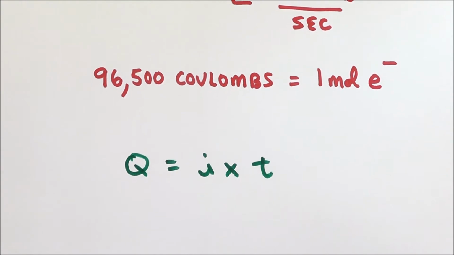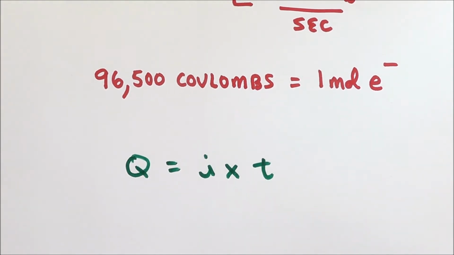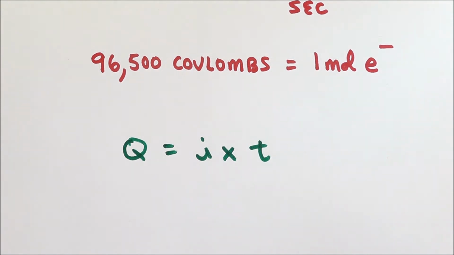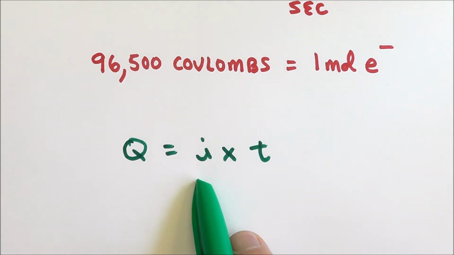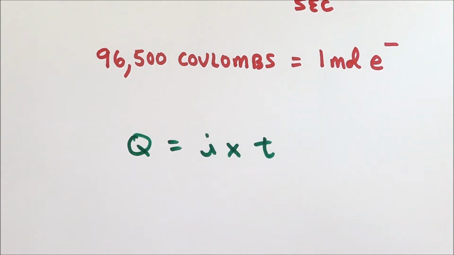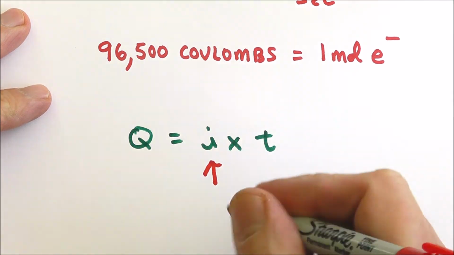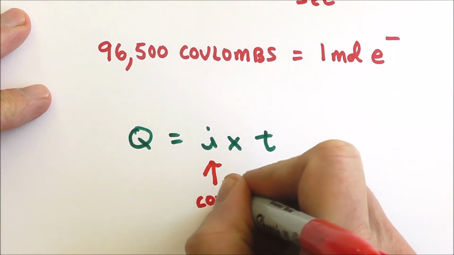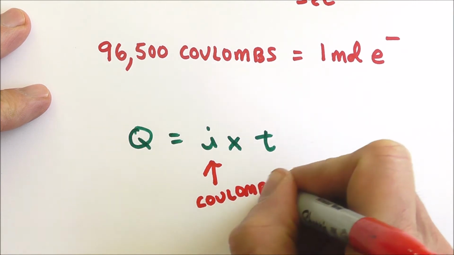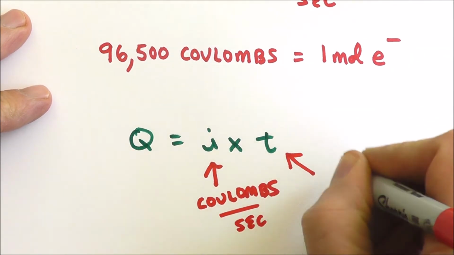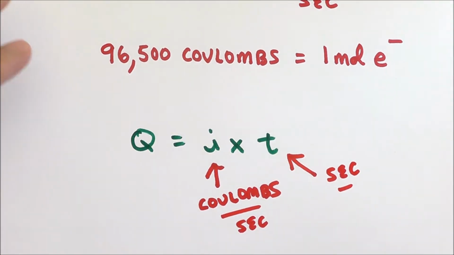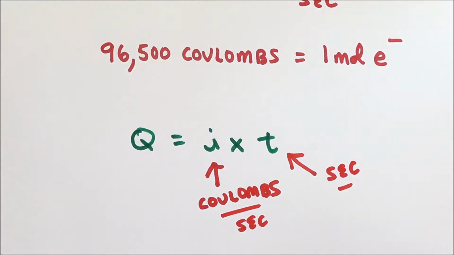If you're an equation person, you could say Q equals current times time. Quite often you see the capacity of batteries in milliamp hours, so that's actually a measure of charge of the battery. But when you solve these problems, you got to make sure that the units match. If you got this in coulombs per second, your time has got to be in seconds. That's the one trick. And then you get coulombs. You can convert coulombs to moles of electrons.